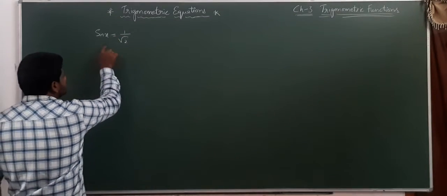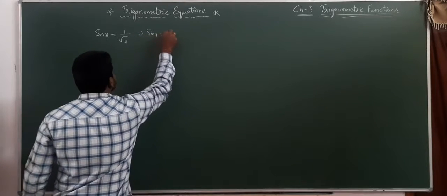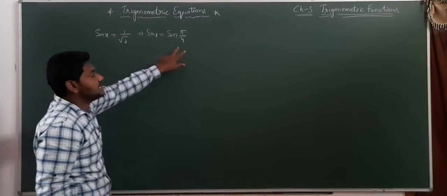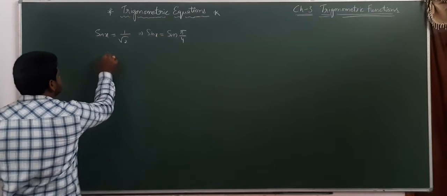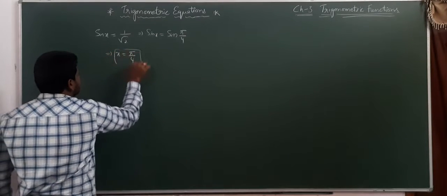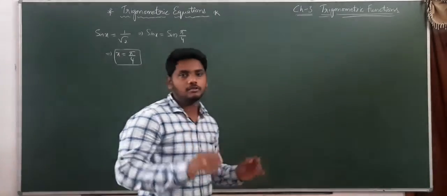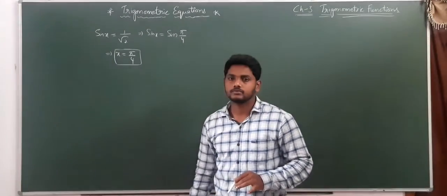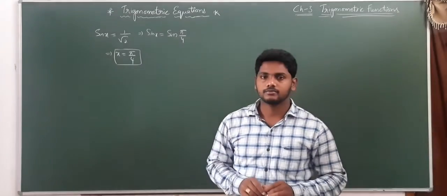If sin x equal to 1 by root 2, how can we write this? Sin x is equal to sin pi by 4. So 1 by root 2 we can write as sin pi by 4. Here sin x, here sin pi by 4. So sin will get cancelled and x is equal to pi by 4. If I write sin x equal to 1 by root 2, do you agree that x equal to pi by 4? X equal to pi by 4 is one of the answers.